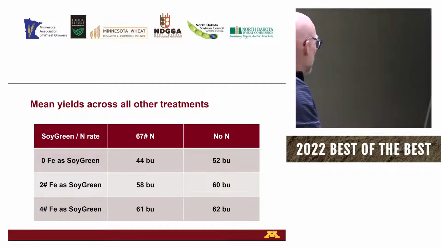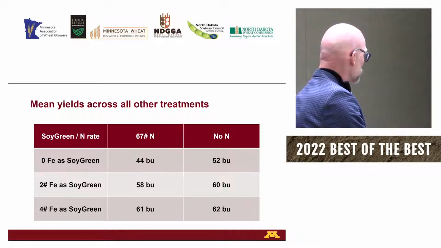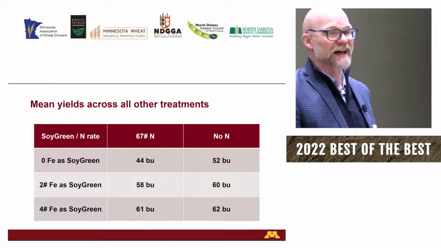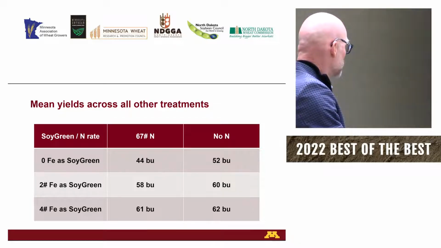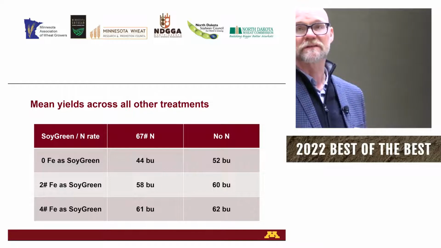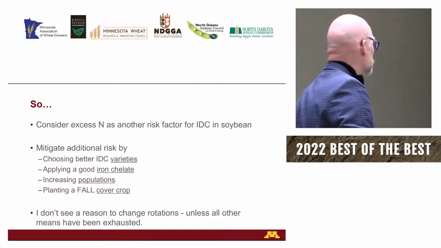So we've got the top line represents 0 iron chelate added. So this is just a means of the yields from this year across 6 environments. 44 bushels with N compared to 52. So we lost about 8 bushels on average with that extra N in the spring. But the key here is that we can basically overcome this by adding 2 or 4 pounds of soy green. So that soy green will really push us over the edge.